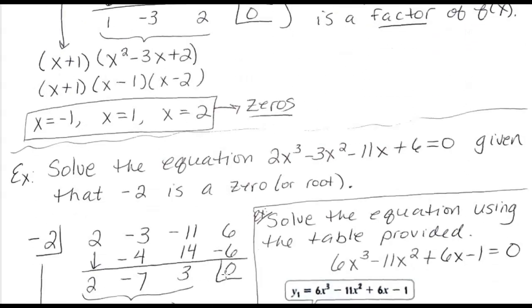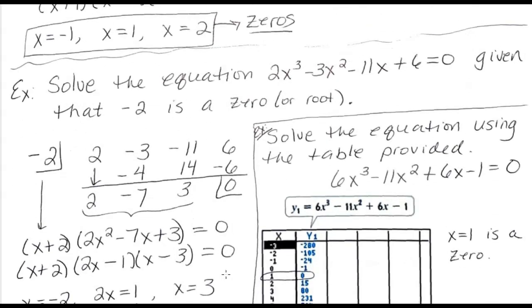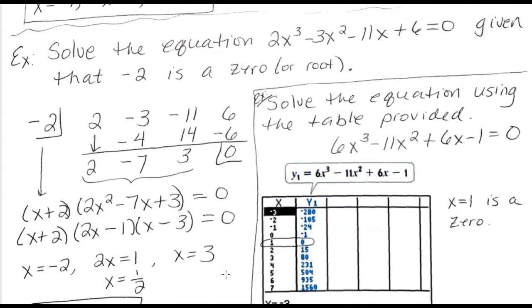All right, this next couple examples are essentially doing the same, it's just the question is worded a little bit differently. So for this one, it says solve the equation 2x cubed minus 3x squared minus 11x plus 6 equals 0, given that negative 2 is a 0 or a root. So if they give you a 0 or a root, they're telling you that when you do synthetic division with that number out here, you're supposed to get a 0 as the remainder. So we start with that.